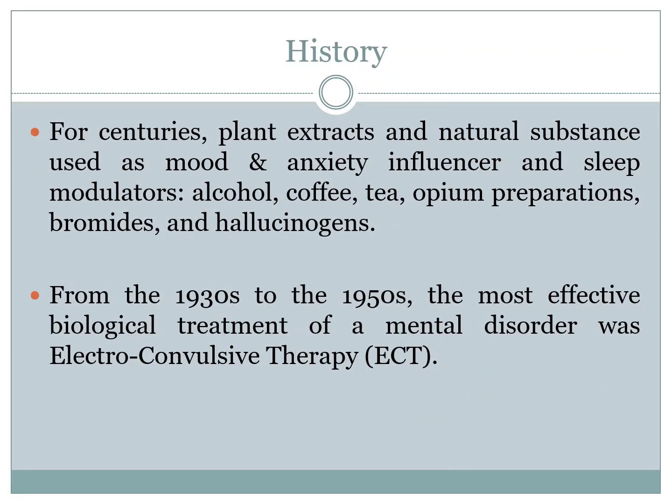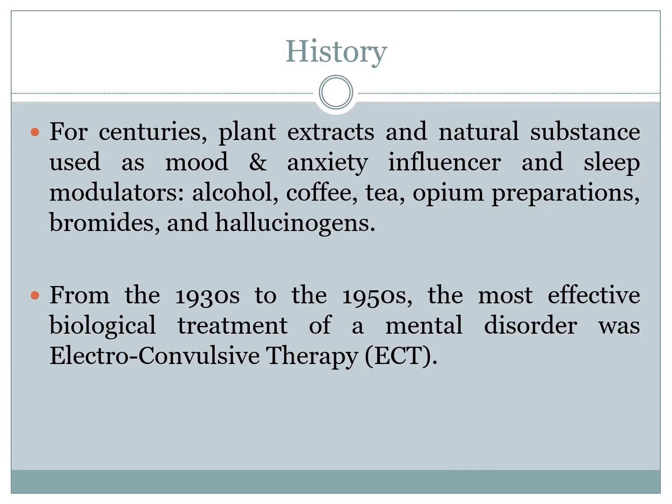So, in the history, these are the few bites. For centuries, plant extracts and other natural substances were used as mood and anxiety influencers and sleep modulators, like alcohol, coffee, tea, opium, bromides, hallucinogens. So opium in the 19th century was used in soft drinks also and was available over the counter. But opium is also nowadays used for pain management and others, but it is a restricted drug.